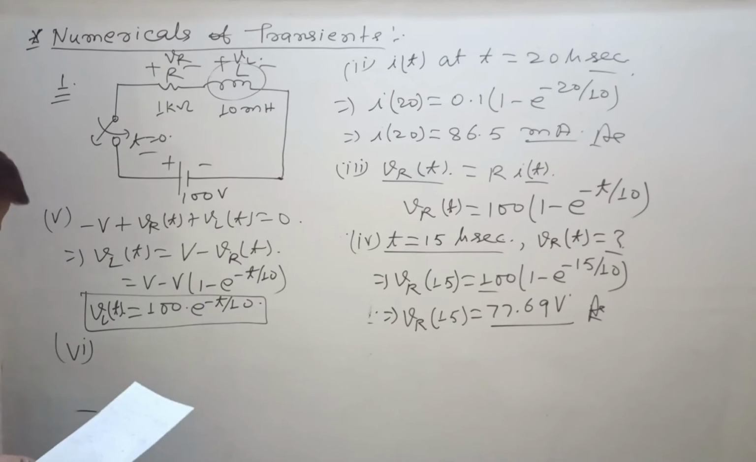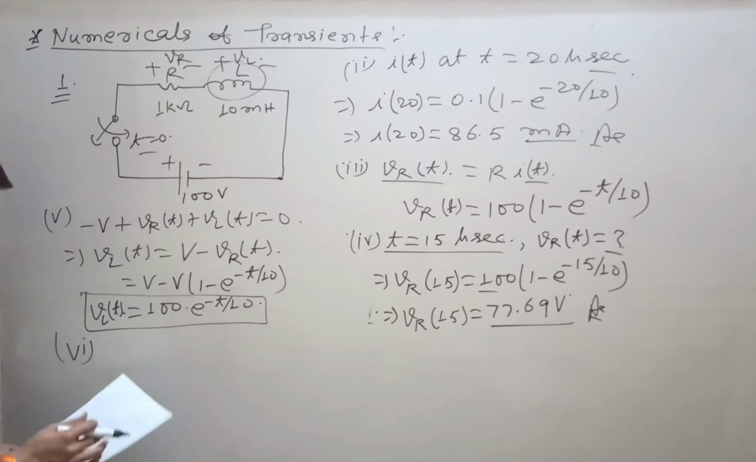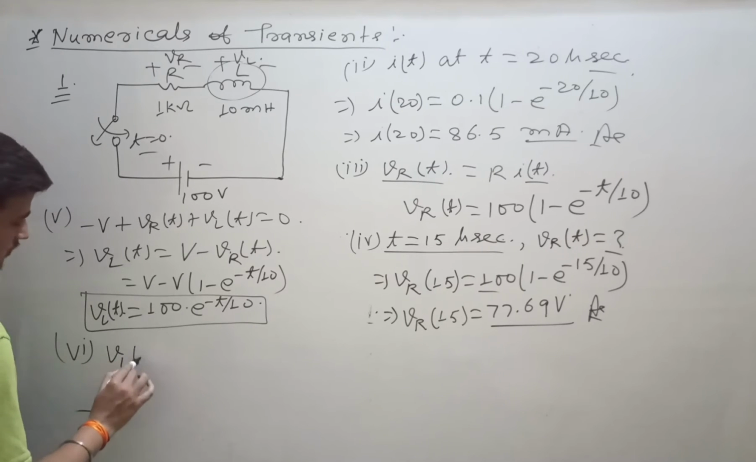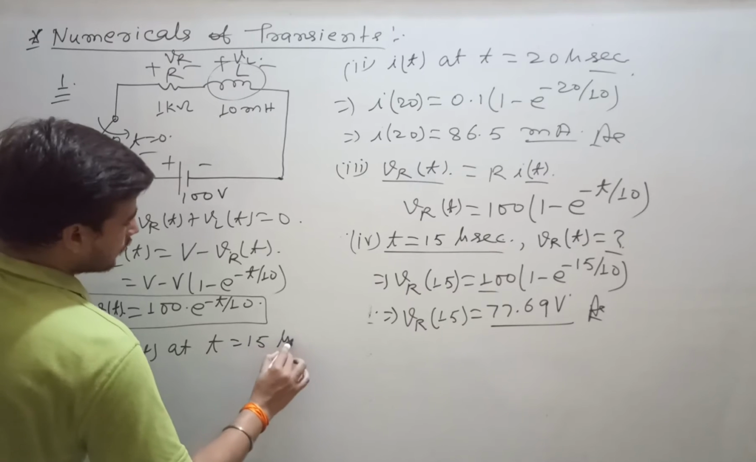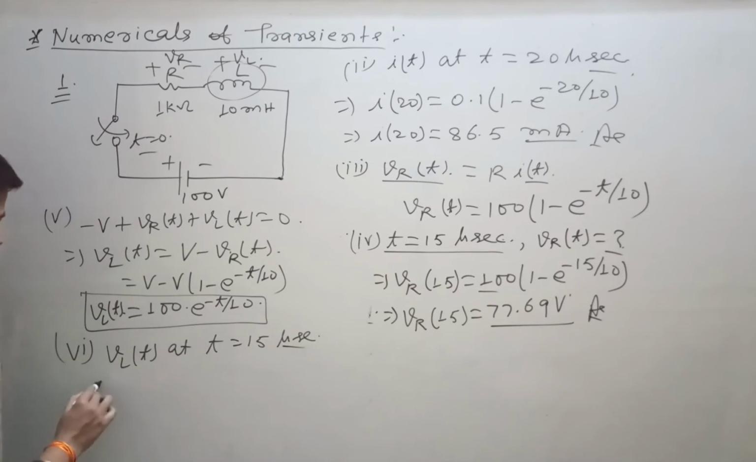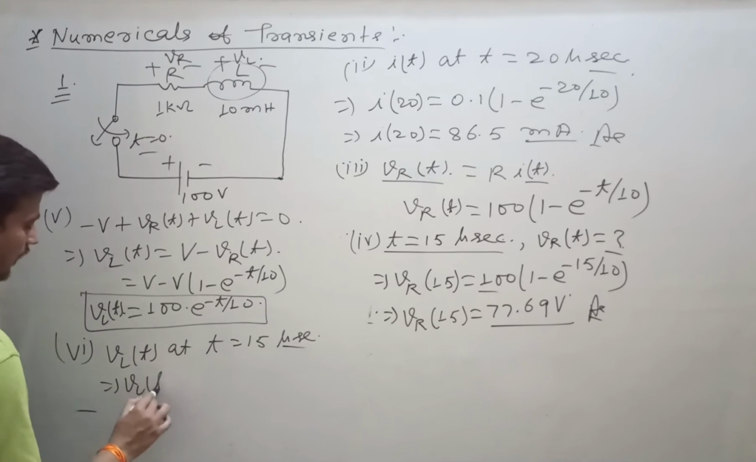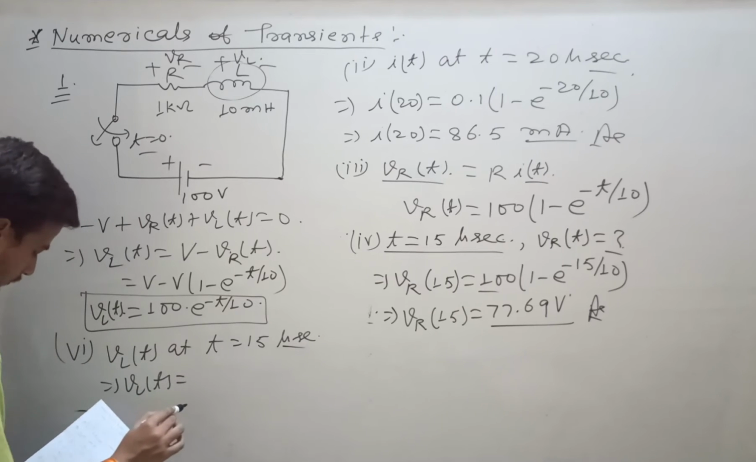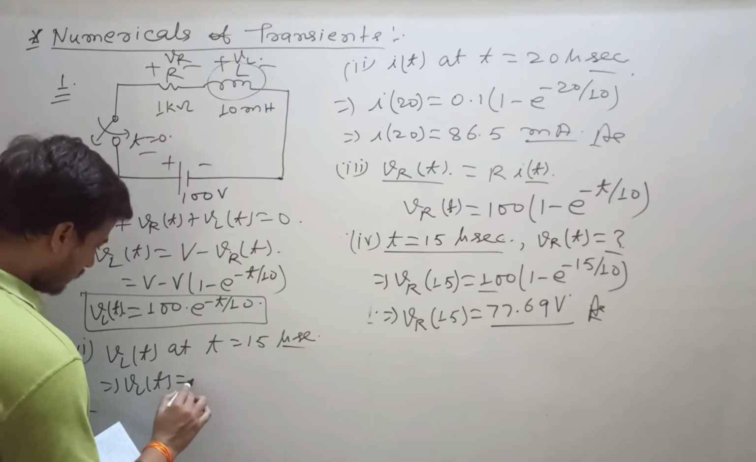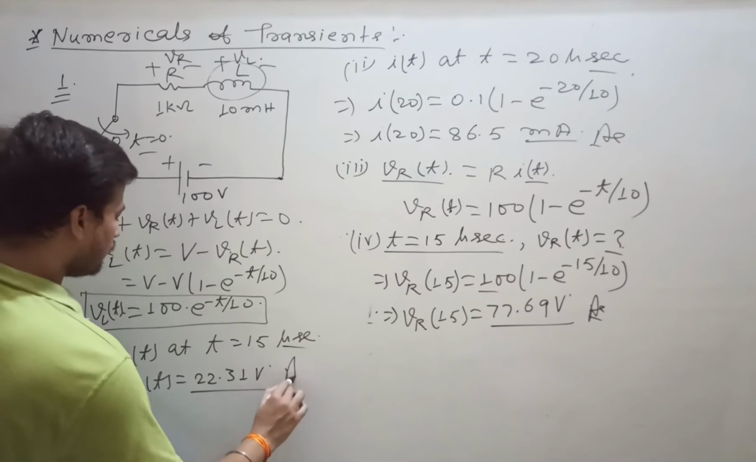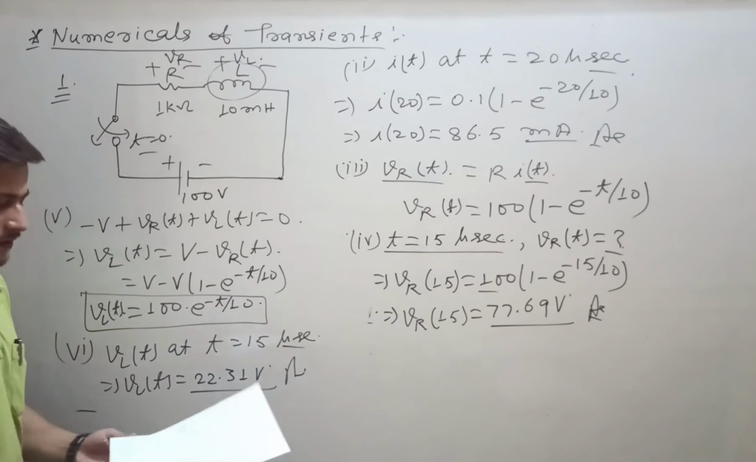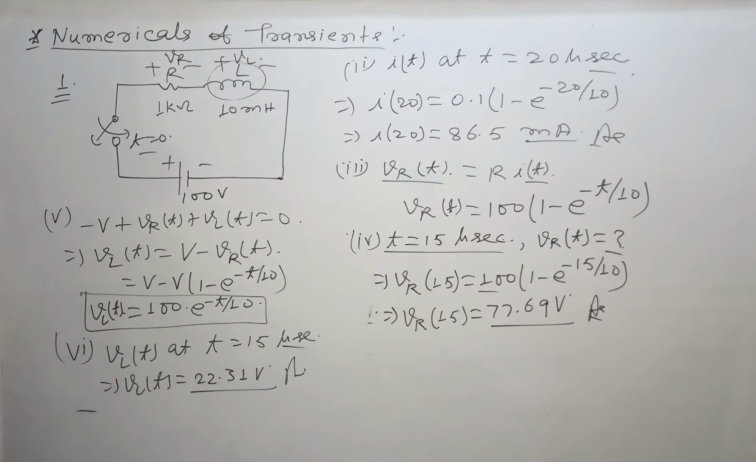6. We have to find the value of VLT at t equal to 15 microsecond. So put t equal to 15, you will get VLT will be equal to 22.31 volt. 22.31 volt will be the answer. Clear? So this is the solution of first question.